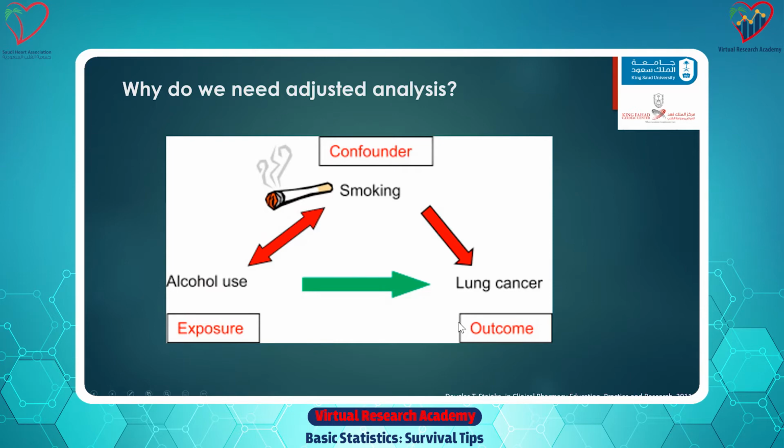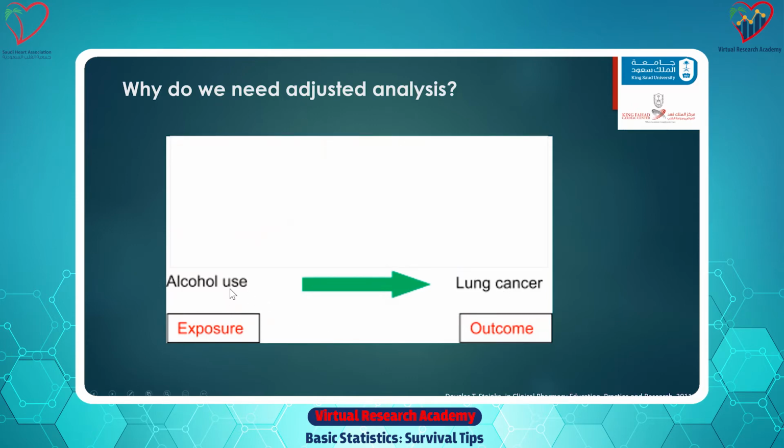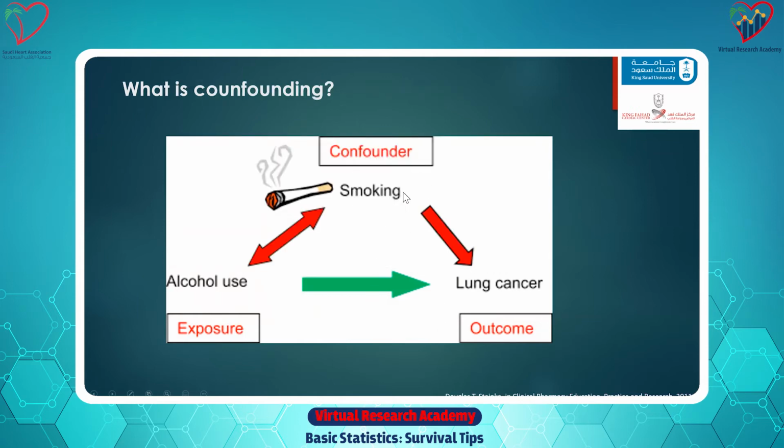So if you're looking at individuals who drink alcohol, they are more likely to smoke. Smoking is associated with lung cancer. So if you're studying the association between alcohol use and lung cancer, you'll find that people who drink alcohol are more likely to have lung cancer. So you would think that alcohol is associated with lung cancer, but in fact, this relationship is actually confounded by smoking. So you don't know if alcohol independent of smoking is associated with lung cancer.